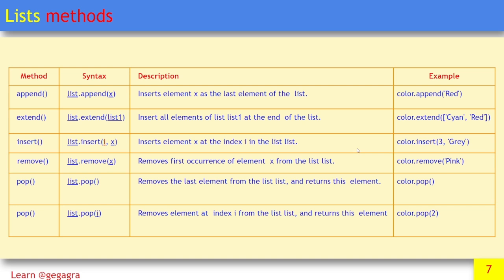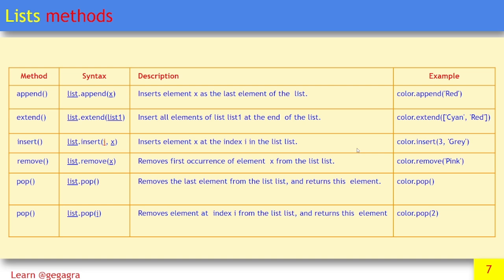Because list.extend is a function which can add values to the existing list, but it should be a list, meaning an iterable. So if I mention list1 here, list1 is a list, and that list will be added to the existing list. Over here I cannot mention an integer or a single value. If you mention a single value here, it should be in the form of a list.